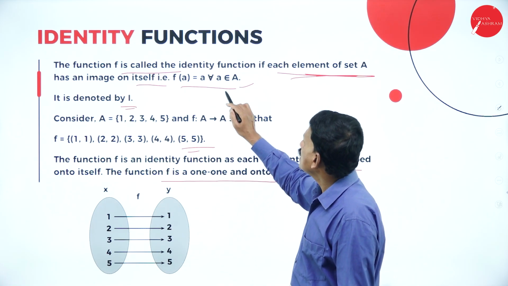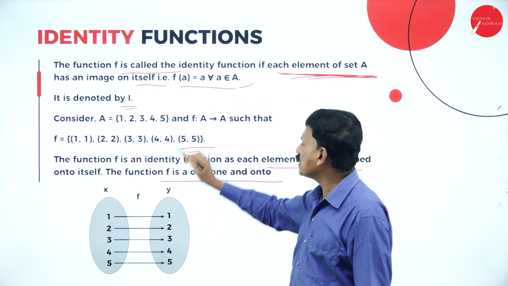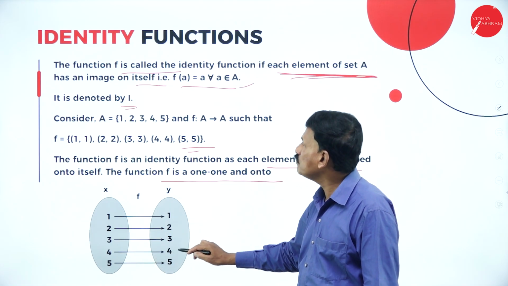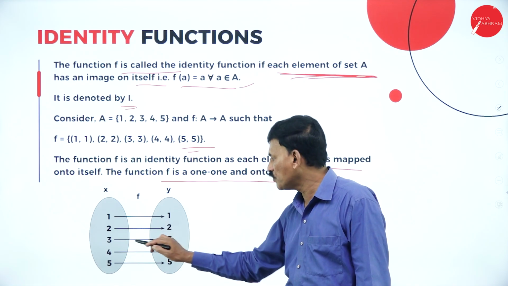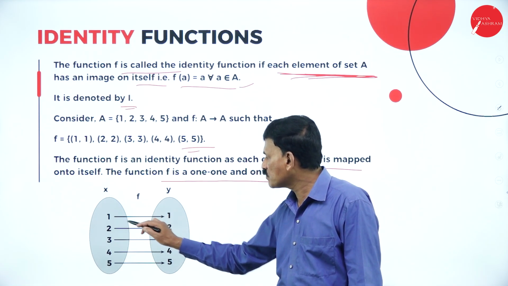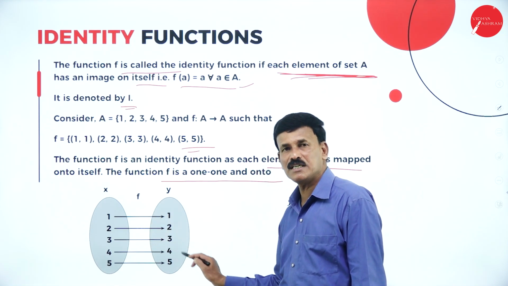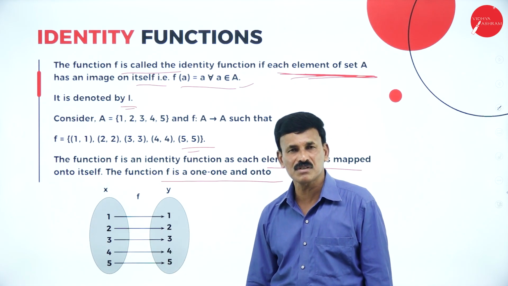That means each and every element of the set A has an image of itself: 1 to 1, 2 to 2, 3 to 3, 4 to 4. So the image of 1 is 1, the image of 2 is 2, the image of 3 is 3, the image of 4 is 4, and the image of 5 is also 5.